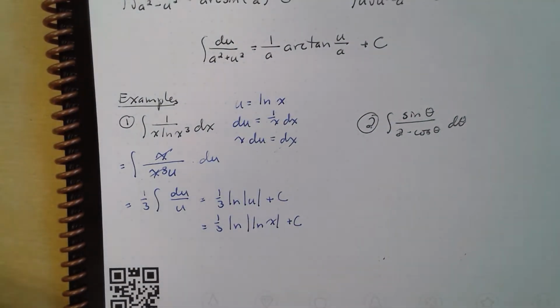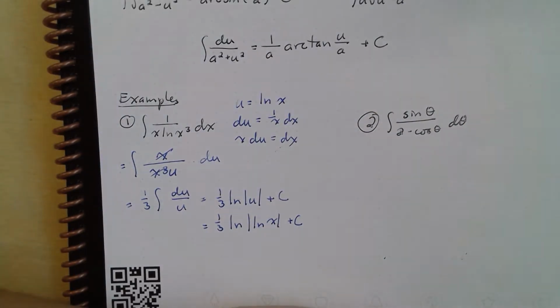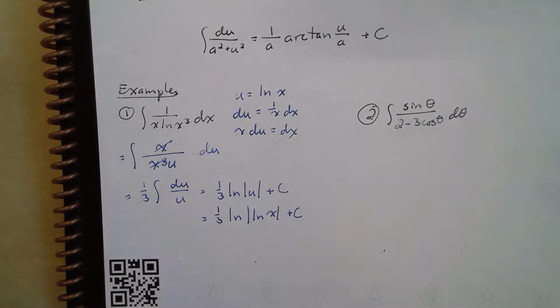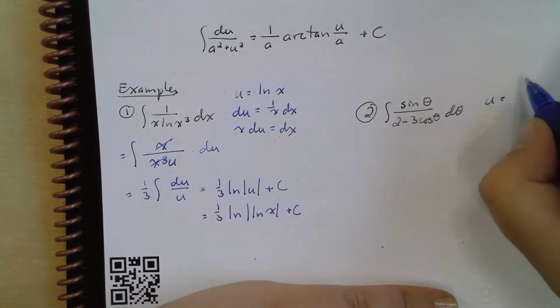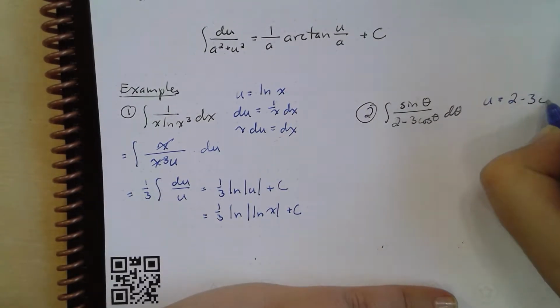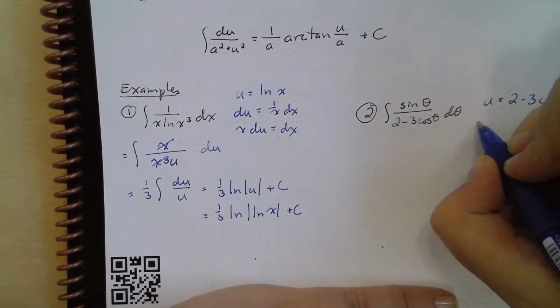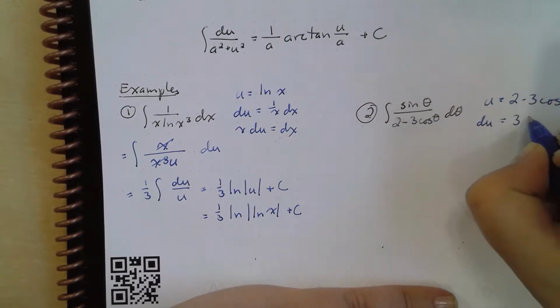Here we have sine theta over 2 minus cosine theta. We're going to, again, have to use, oh, you know what? I miswrote this. Let me fix this real quick. Okay, sorry. It's sine theta over 2 minus 3 cosine theta. I forgot to write that 3 there. So we're going to use u substitution again. Here I'm going to have u equal to 2 minus 3 cosine theta. So du is actually equal to 3 sine theta d theta.